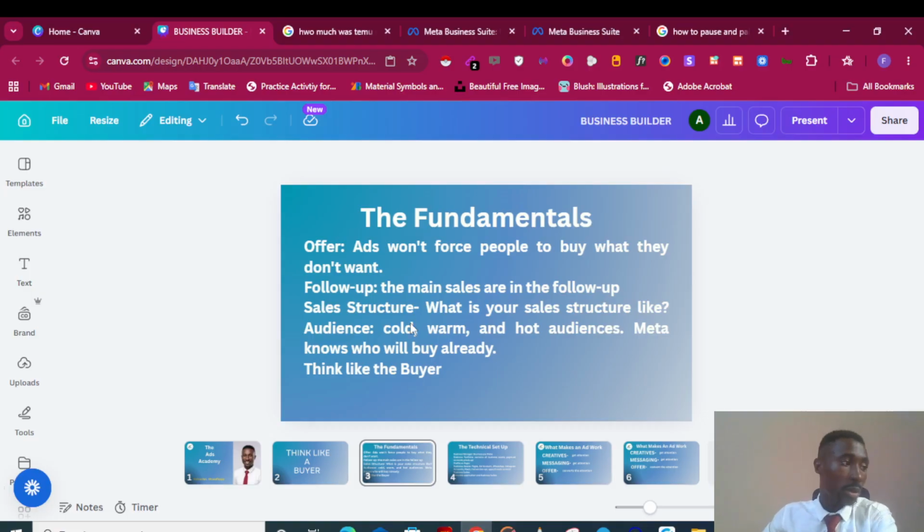Okay, so now we're going to audiences, and you must understand this very, very well. There are three kinds of audiences. We have cold audience, warm audience, and hot audience. Once again, remember the code. Think like the buyer. Think like the buyer.